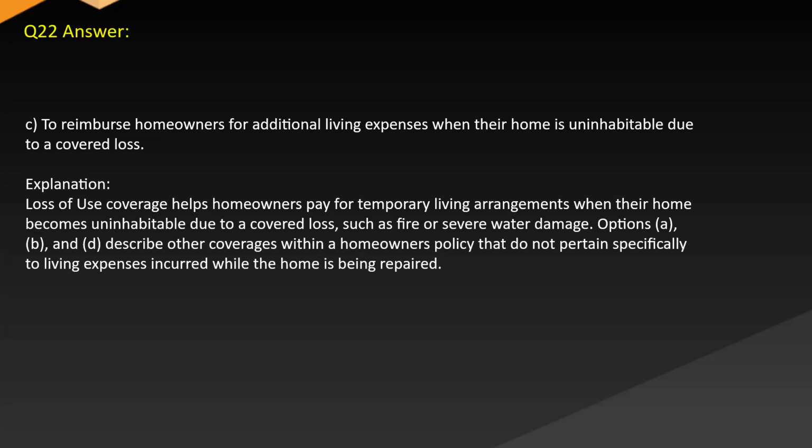Explanation. Loss of use coverage helps homeowners pay for temporary living arrangements when their home becomes uninhabitable due to a covered loss, such as fire or severe water damage. Options A, B, and D describe other coverages within a homeowner's policy that do not pertain specifically to living expenses incurred while the home is being repaired.